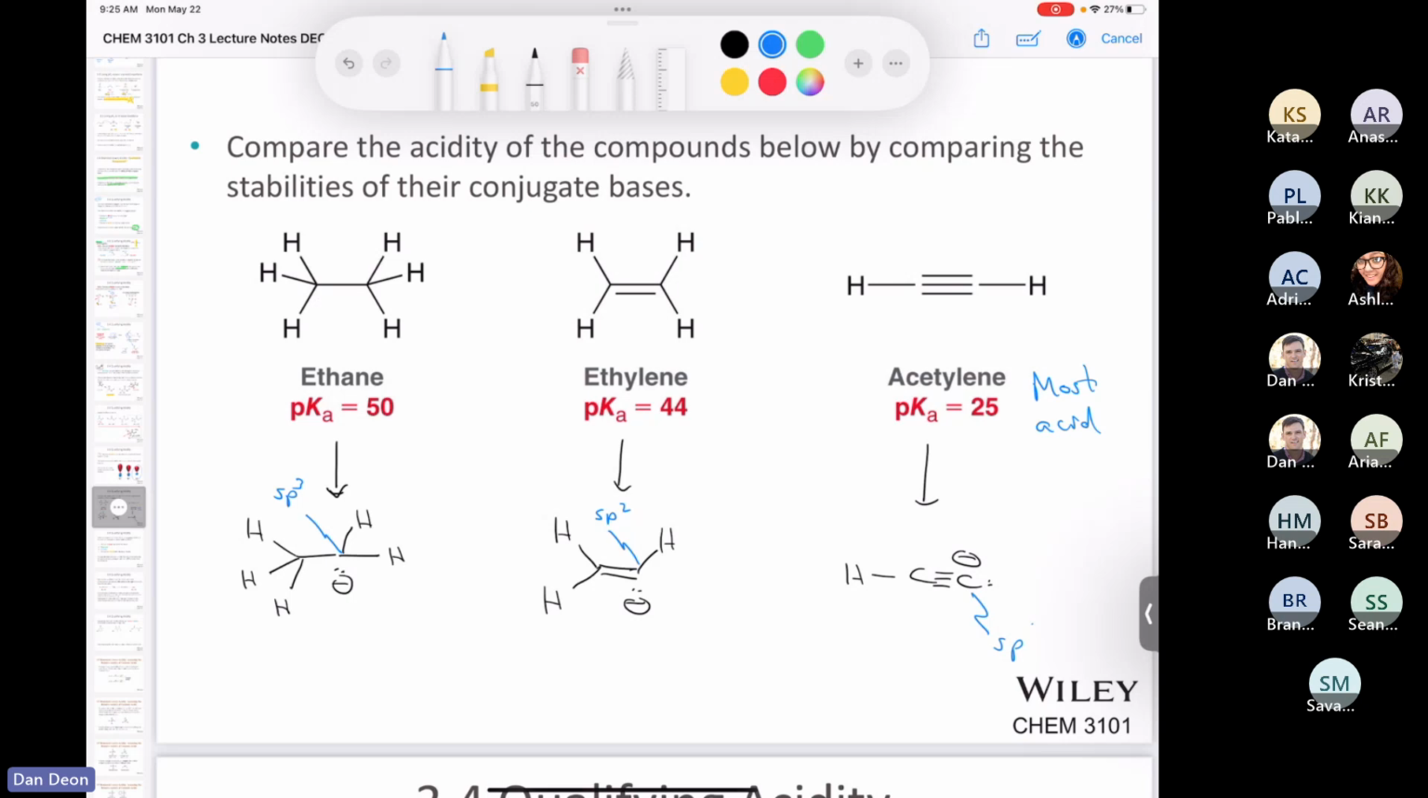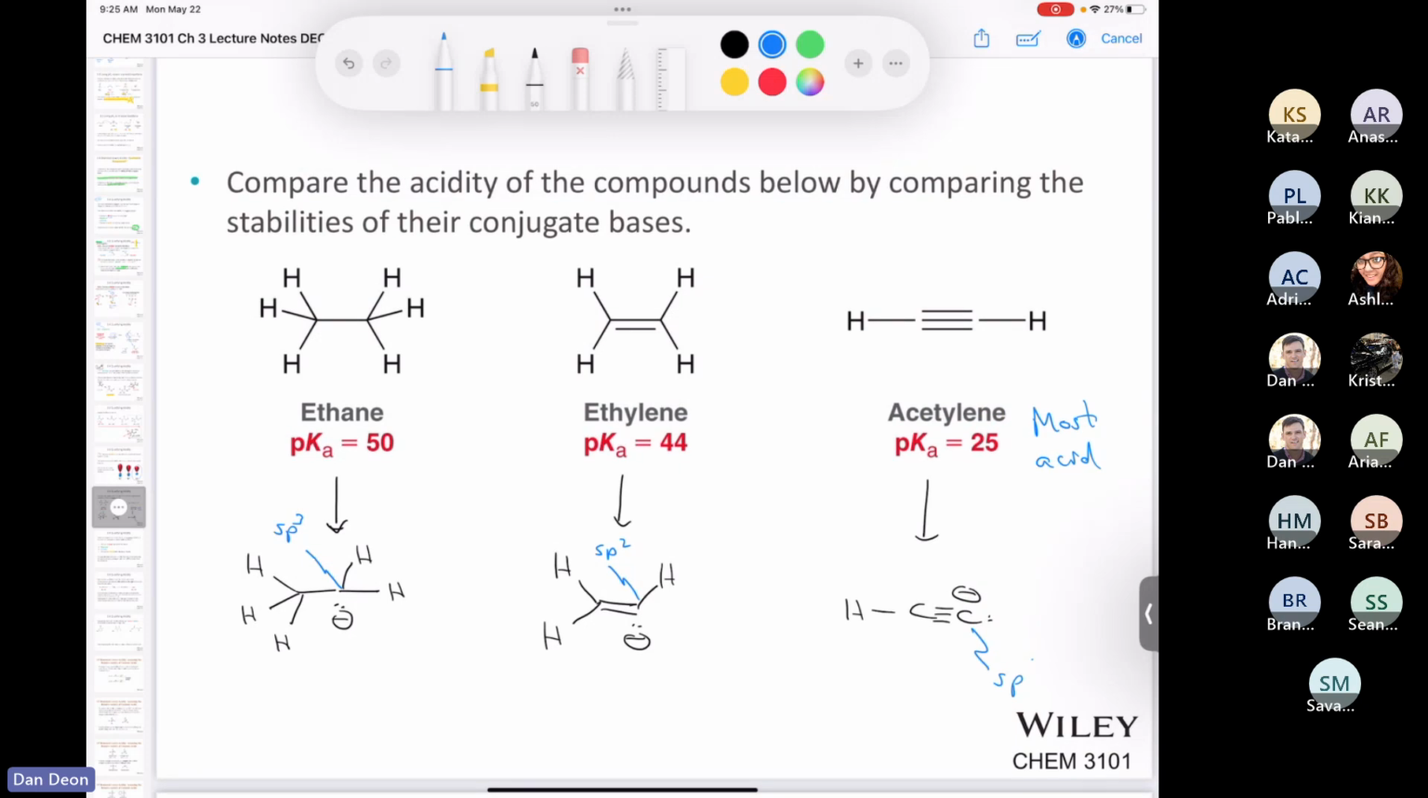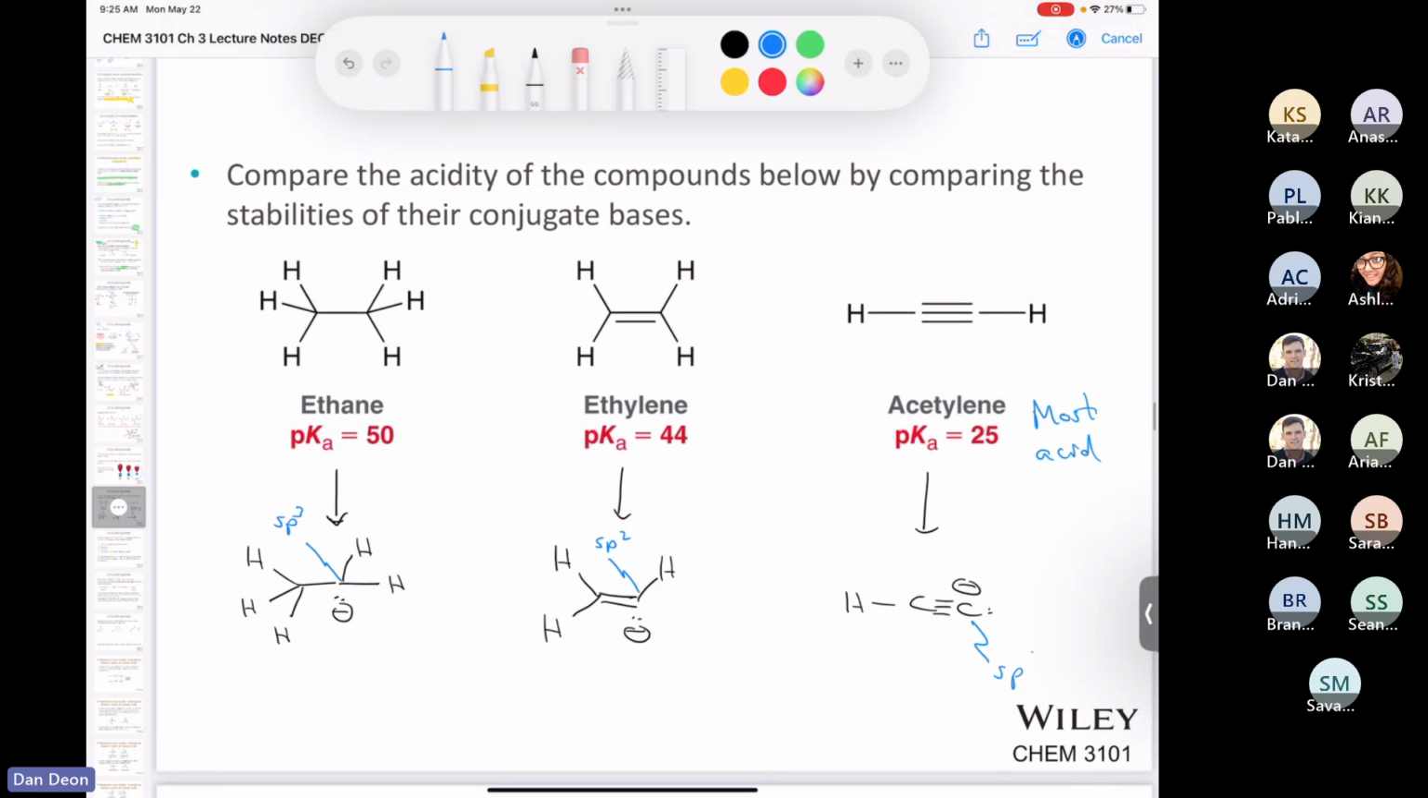So there you go, based on hybridization. Whichever one has the smaller hybrid orbital, that is the one that's going to be the most acidic.